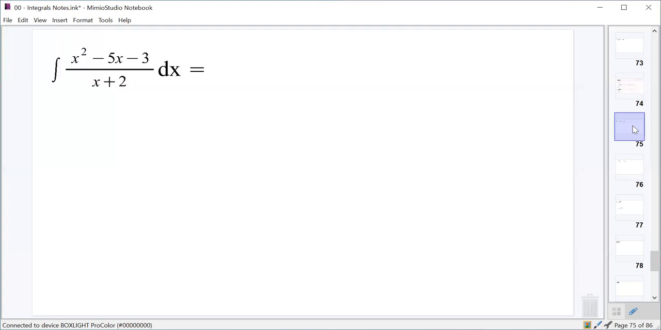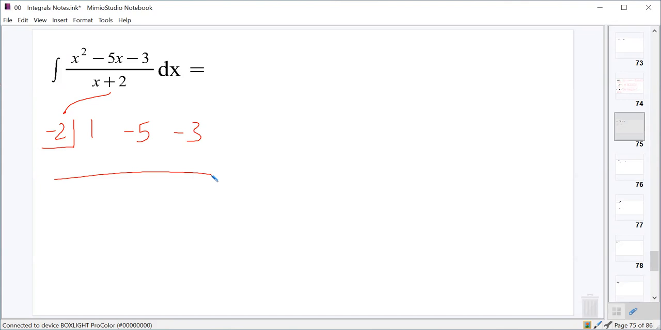And if the degree of the numerator is either greater than or equal to the degree of the denominator, you're going to want to divide this. So we're going to divide x squared minus 5x minus 3 by x plus 2. We could do long division, but I'm not a big fan of long division. I'd rather just do synthetic division. So I'm going to put a negative 2 up in the box here because negative 2 is what makes x plus 2 equal 0. And I'll list my coefficients going across: 1x squared, negative 5x, and negative 3.